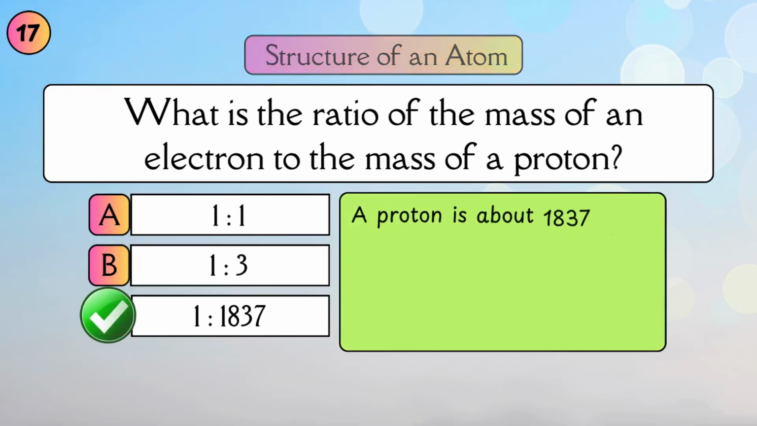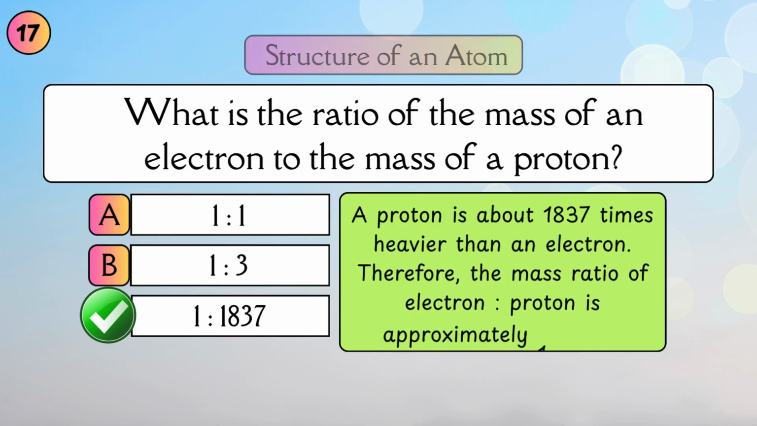What is the ratio of the mass of an electron to the mass of a proton? The correct answer is C. A proton is about 1,837 times heavier than an electron. Therefore, the mass ratio of electron to proton is approximately 1 to 1837.